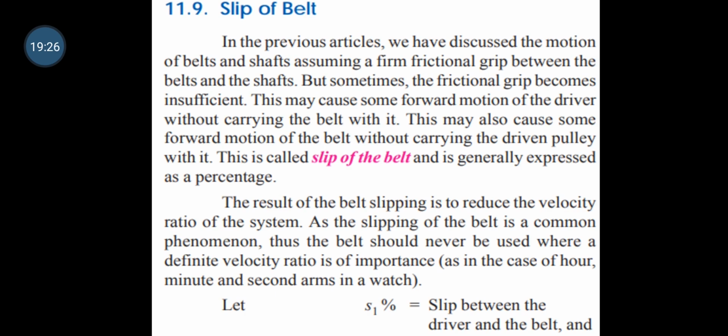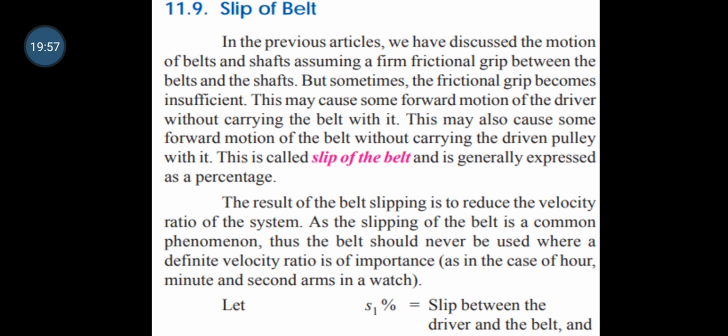I have discussed the motions of the belt and shaft assuming the frictional grip between the belt and the shaft, but sometimes the frictional grip becomes insufficient. This may cause some forward motion of the driver without carrying the belt with it. This may also cause some forward motion of the belt without carrying the driven pulley with it. This is called slip of the belt, and is generally expressed as a percentage.